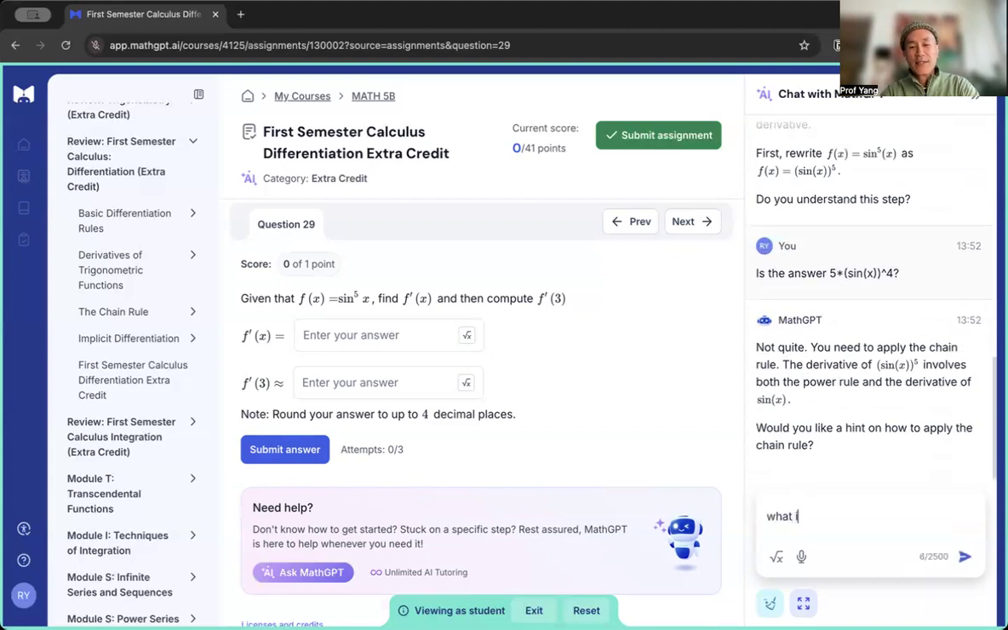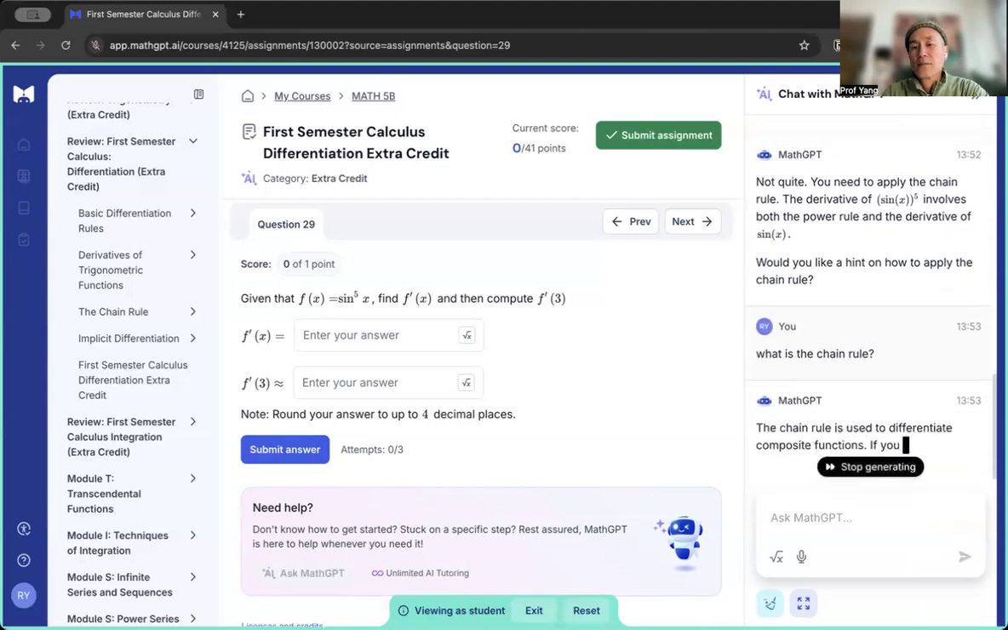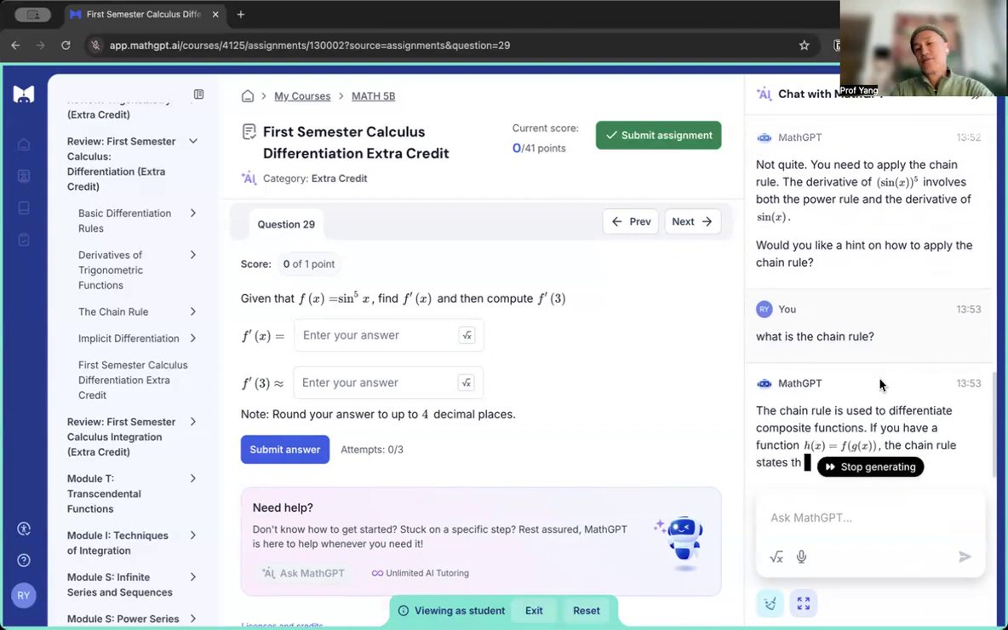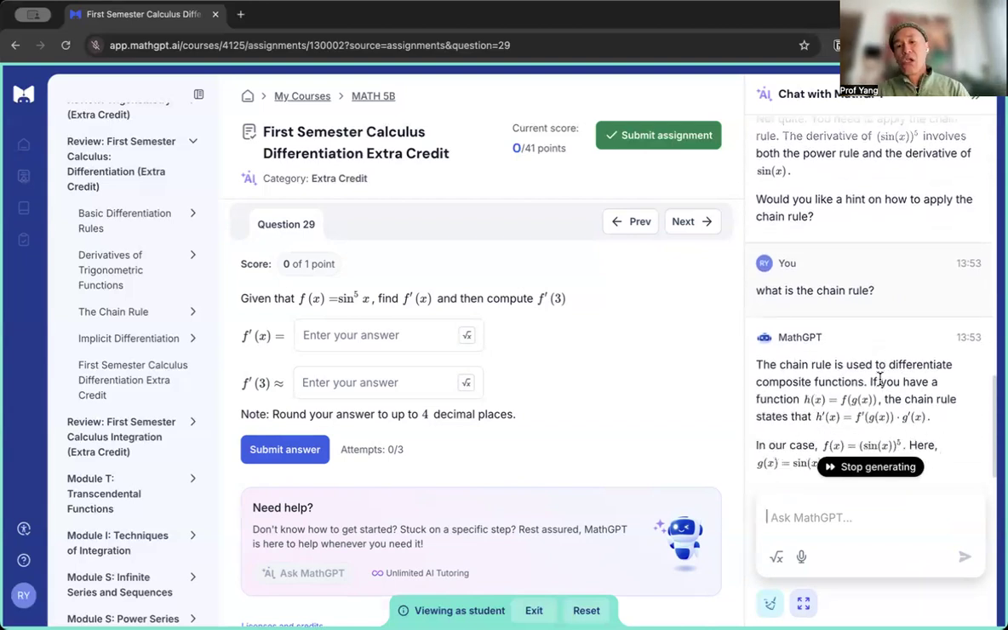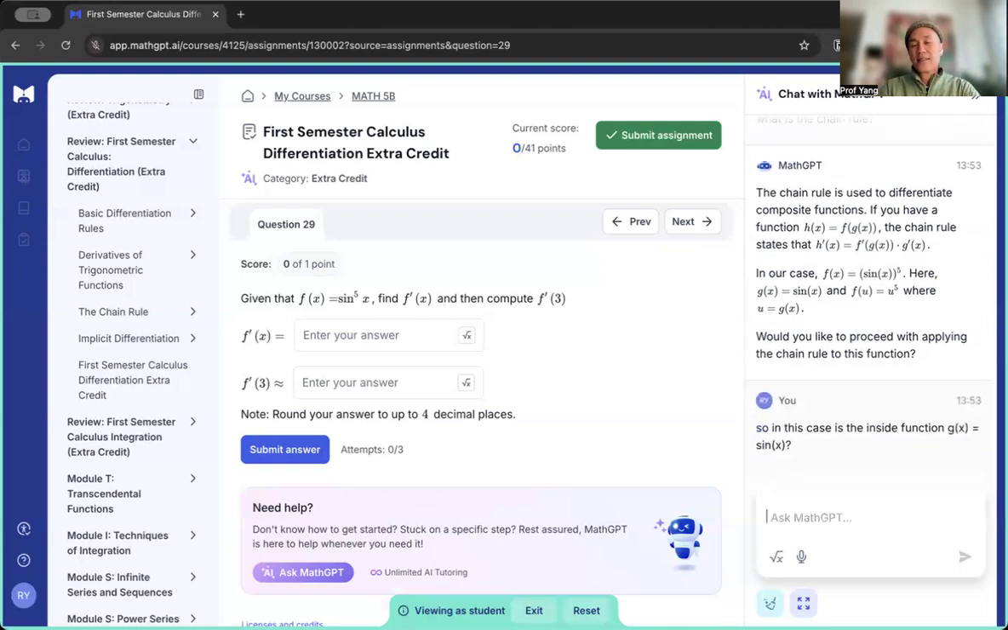I'll be like, okay, what is the chain rule? And you can explain, you can ask it more questions, blah, blah, blah. I could say, oh, so in this case, is the inside function g of x equal to sine x? And so forth.